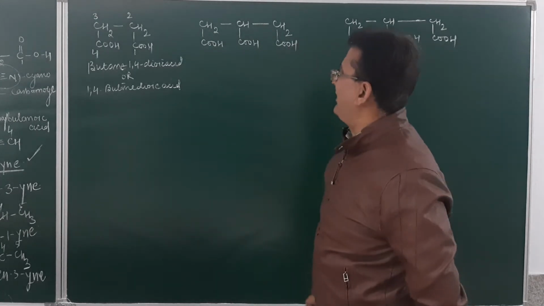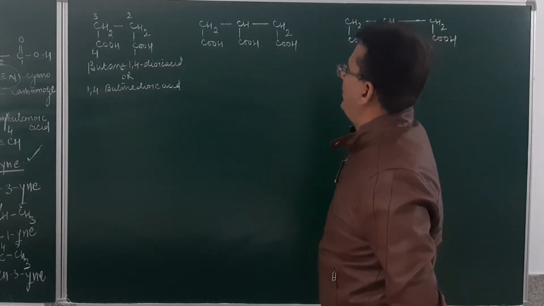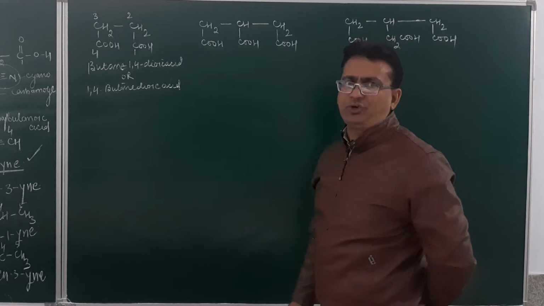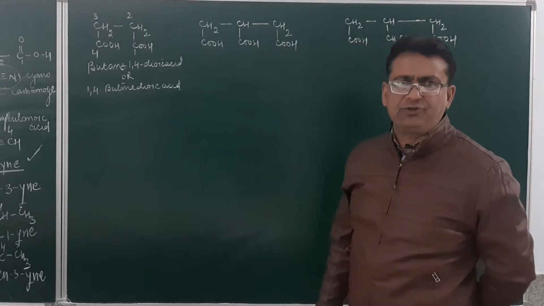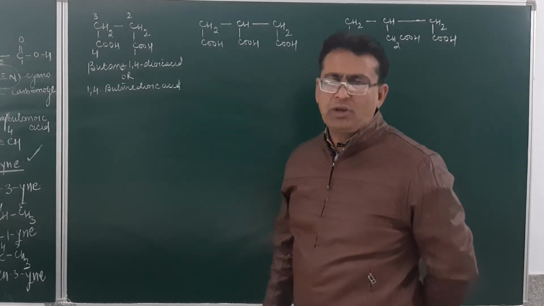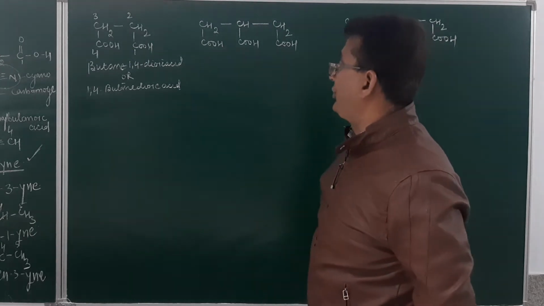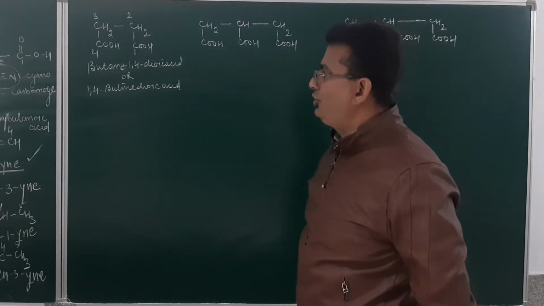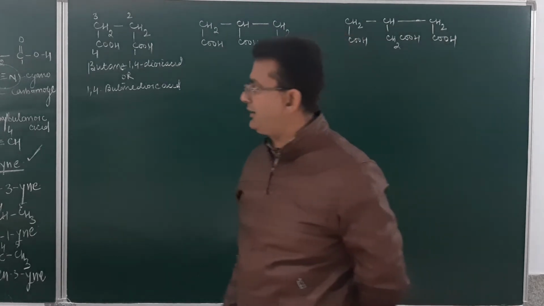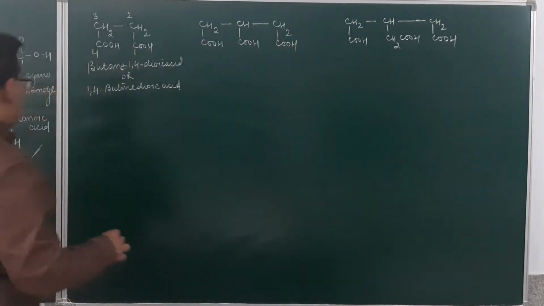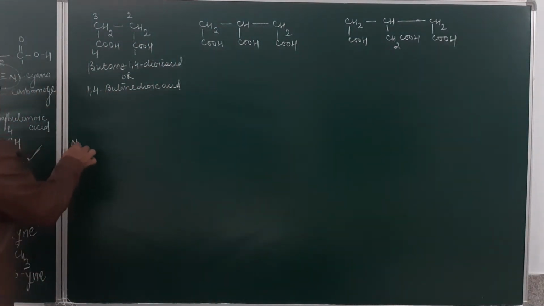Now look at this compound. In this compound there are 3 COH groups which are directly attached to the parent chain. So now the rule comes over here. If more than 2 similar chain terminating groups are directly attached to the parent chain, I will write it as a note. This is a very important note, students.